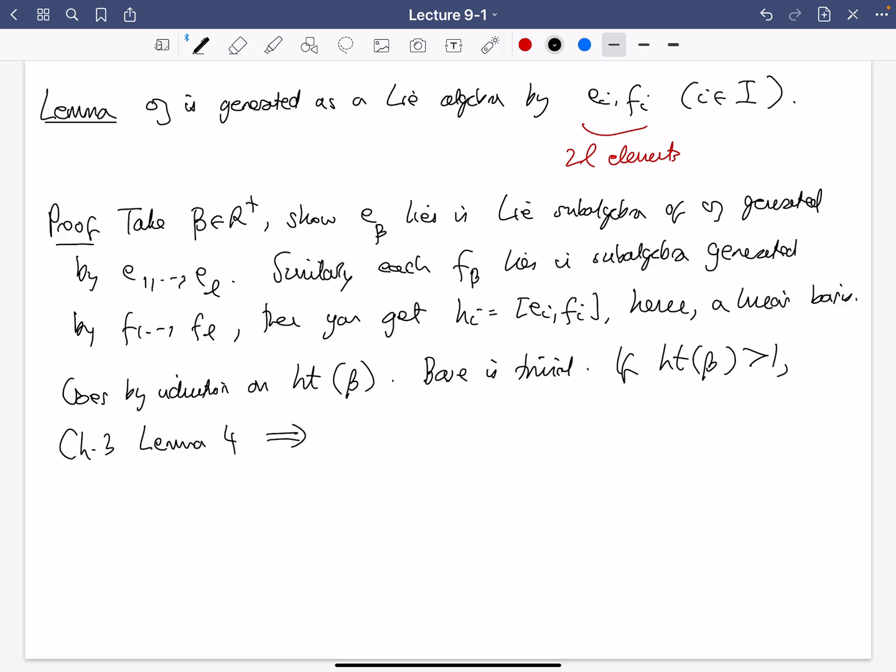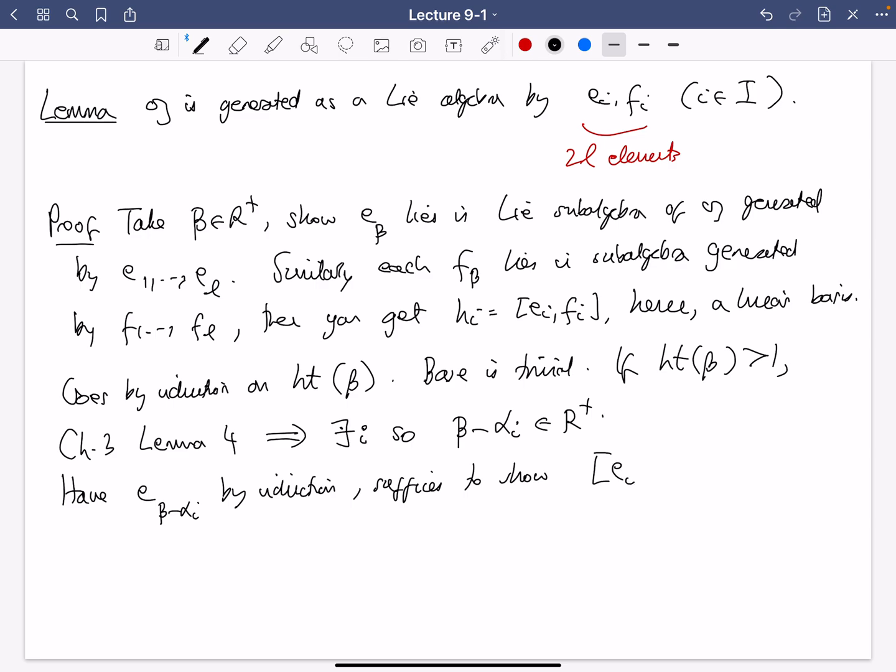It tells you that you can find an i so that beta minus alpha i is a positive root. And then you have E beta minus alpha i by induction in this subalgebra. And it suffices to show that the Lie bracket of E_i, remember E_i is E alpha i, with E beta minus alpha i is non-zero, then it's necessarily a non-zero multiple of E beta. But we already saw how to do this, actually.